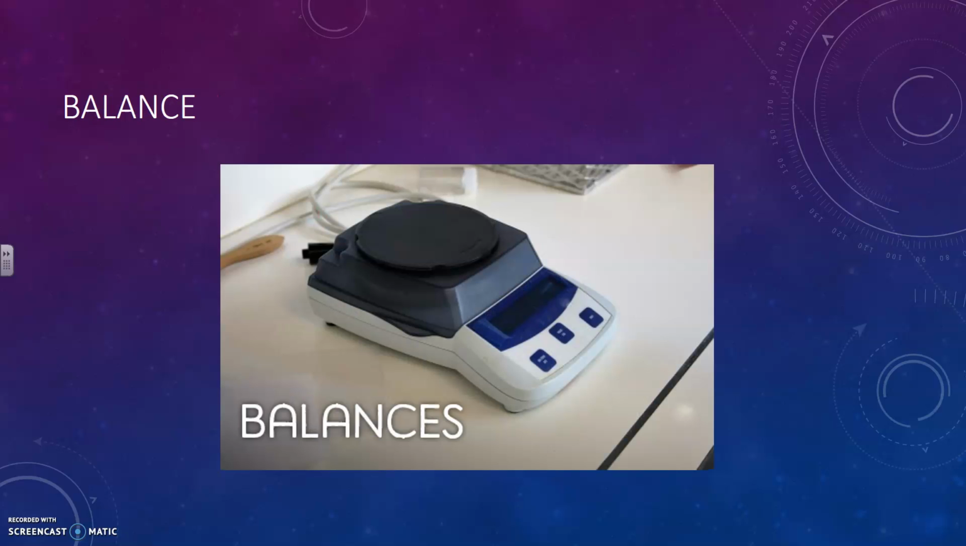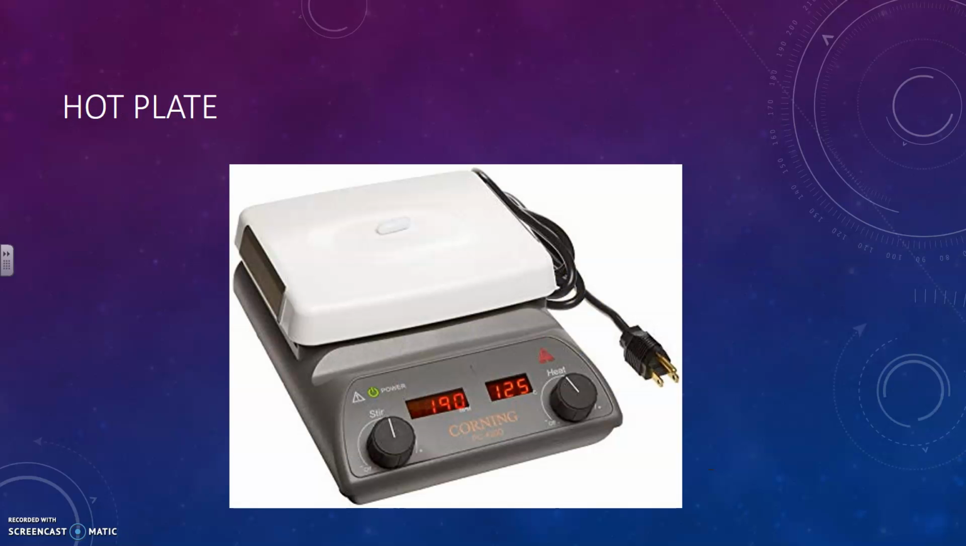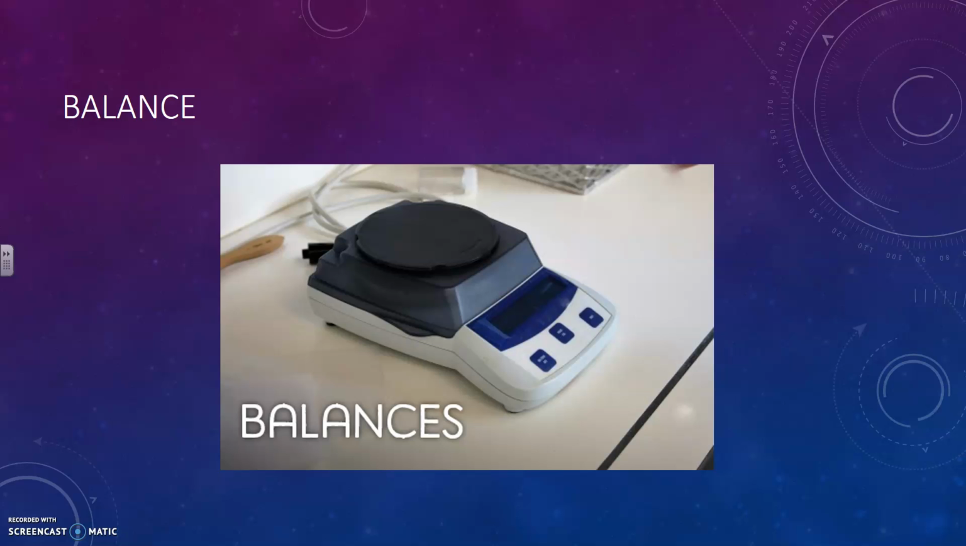Balances, so these are your scales. If you are measuring out, say 5 grams of a solid, you will use a balance to measure that 5 grams. You have a hot plate, so they do look relatively similar, but you'll notice that the hot plate has heat and stir on it, and there's knobs so you can change them. Well, the balance just has different buttons on it to kind of help you measure out your substances.